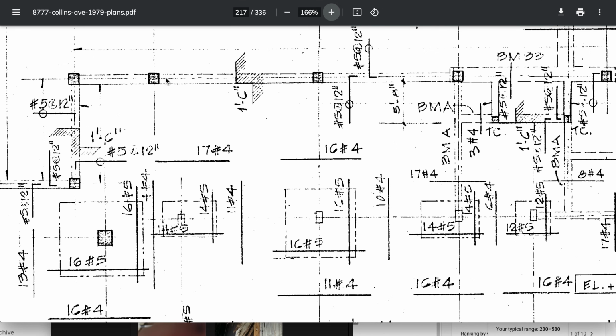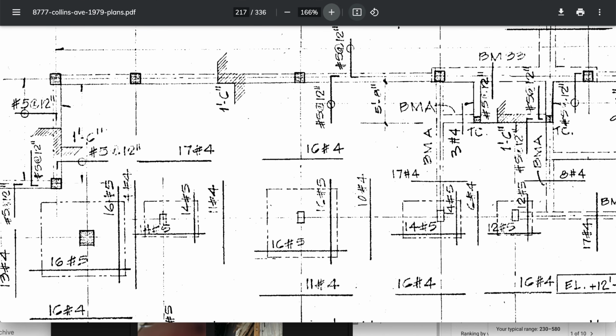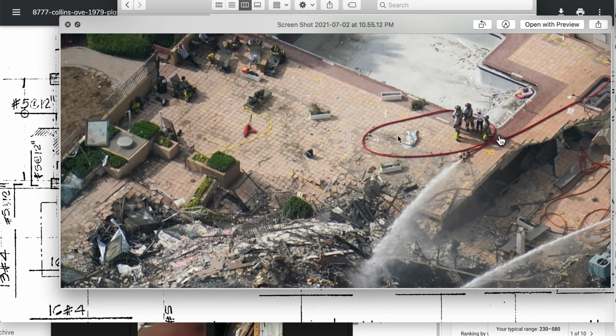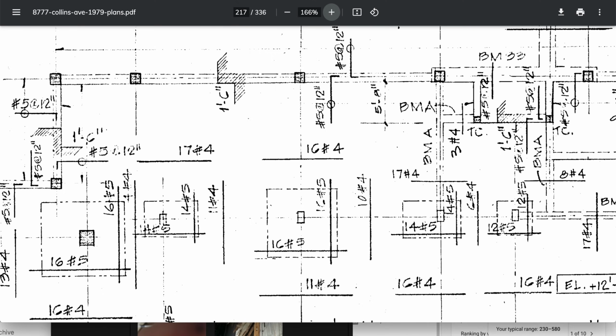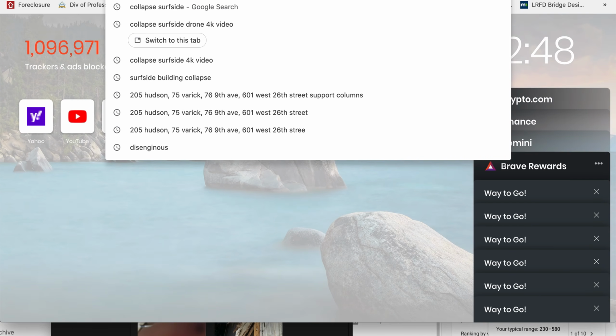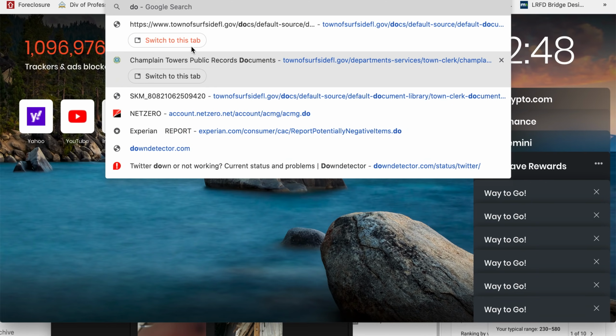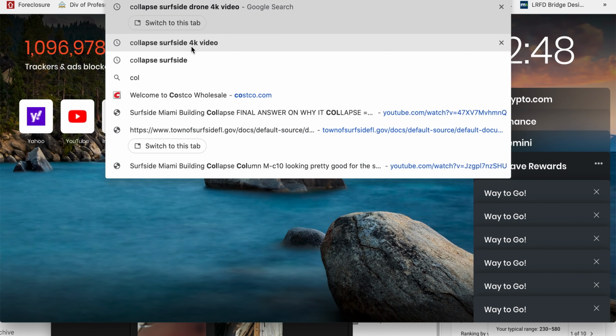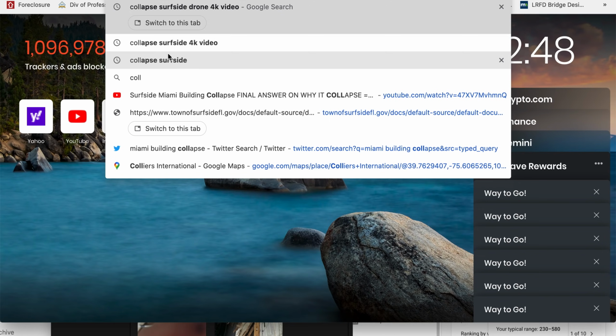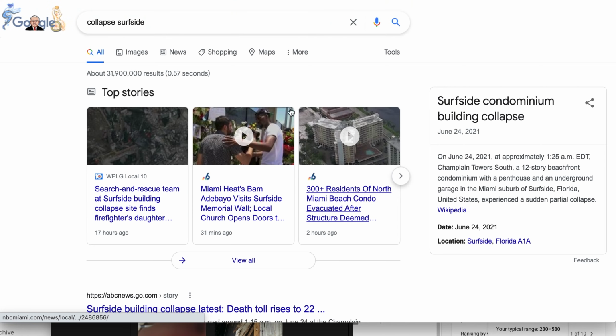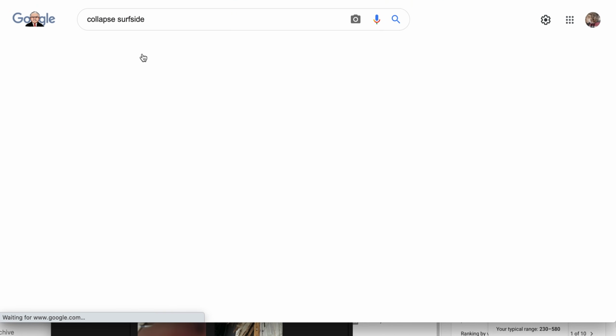So this concrete just, damn it. So collapse. Let me try collapse. Yeah, that didn't work. I have no idea where that was coming from. Collapse. Surfside. Images.